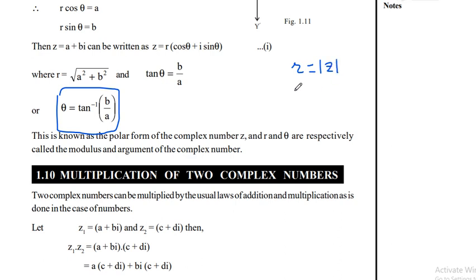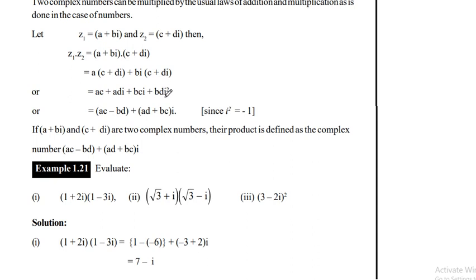These are the same r and theta from the polar coordinates. You remember the polar coordinates? Anyway, theta is the argument of z. Okay, and the formulas are given, of course. This is theta, and r was the square root of a square plus b square. This is r. Anyway, how to multiply?